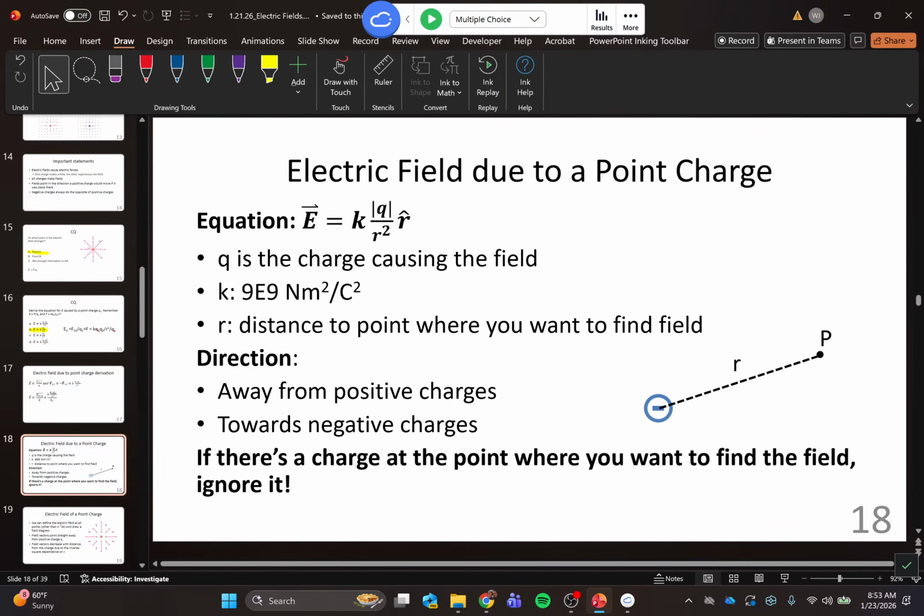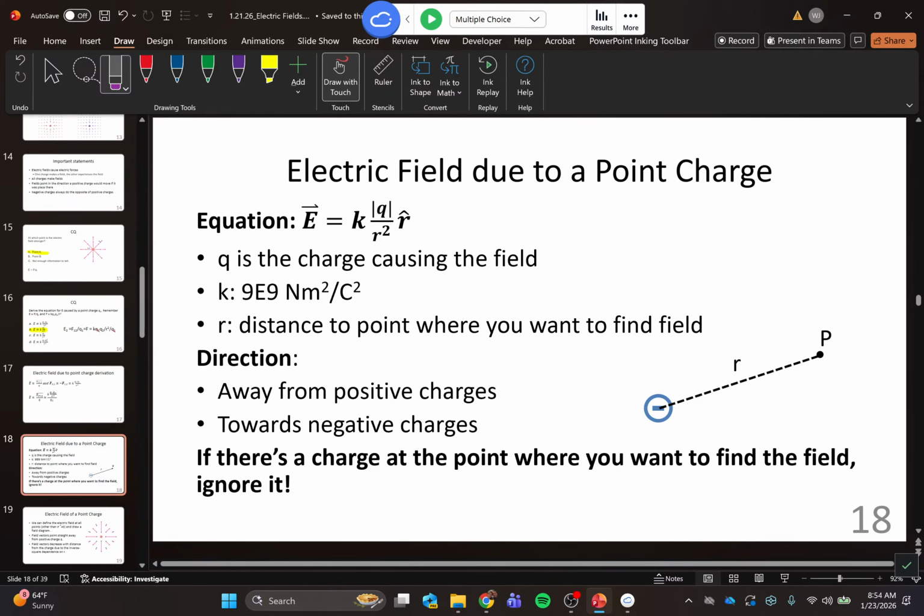The last little point here is kind of interesting. If there's a charge at the point where you want to find the field, ignore it. For example, in this picture, I have a negative charge and I'm asking, what's the field at point P? If there was some random charge at point P, just because there's a charge there doesn't mean I'm asking for force. That's a thing that sometimes people get in the habit of. They're like, oh, two charges, it's always force. If I ask for field, give me field. If I ask for force, give me force. So in this problem, I said, what's the field at point P? I don't care that there's a positive charge there. In fact, that positive charge is not going to contribute to the field at all. And I'll explain that in just a second.